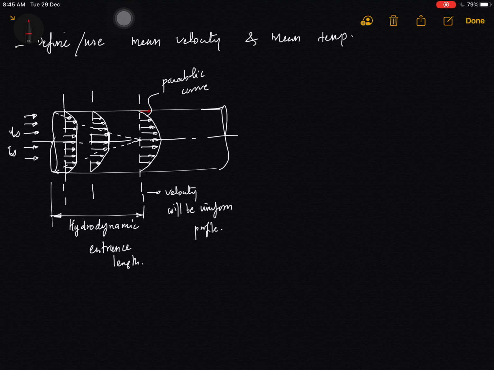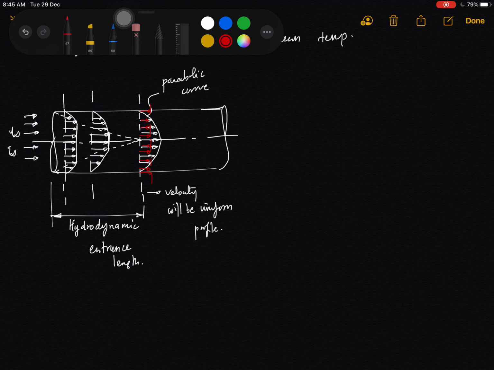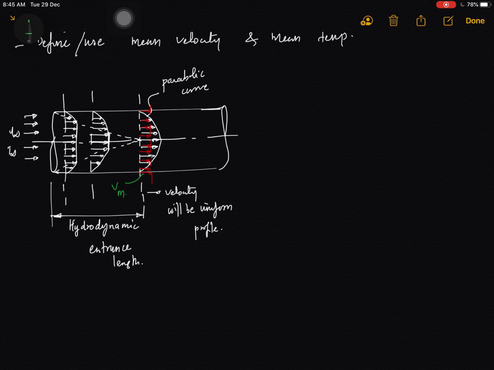So let's suppose we are creating some other velocity, that is the mean velocity, which will give you the exact same flow rate at the exit as the original velocity that exists in this flow. Okay, so this is the mean velocity, and this is v, the exact velocity.